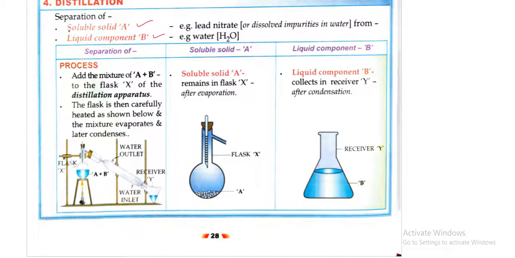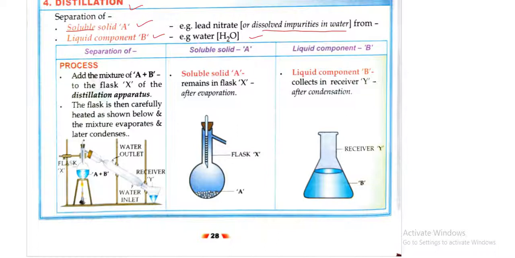Here also it is soluble, but here you can get the liquid. So here we want the liquid, here we don't want to lose the liquid, that is the water. So lead nitrate is the impurity in water. Now if we want to purify the water, we want to get the pure water, what we will do? We will do the distillation method.